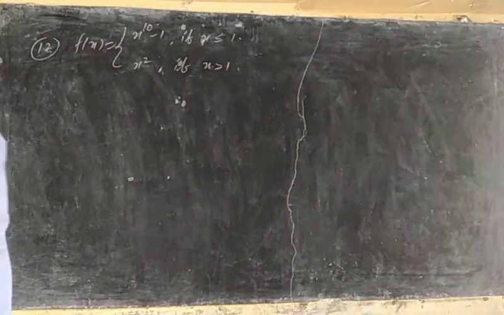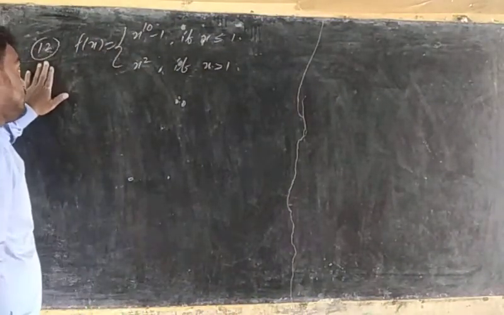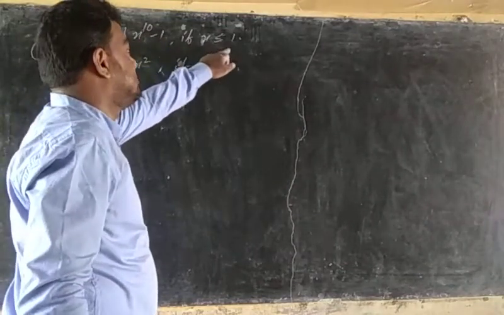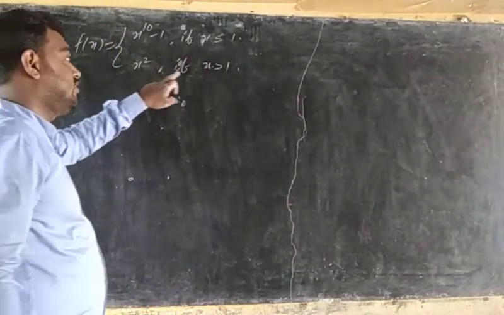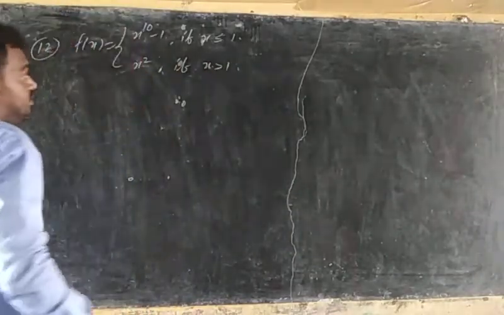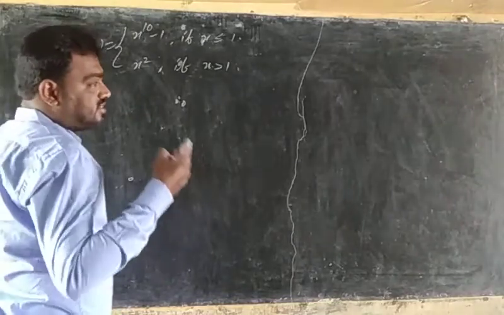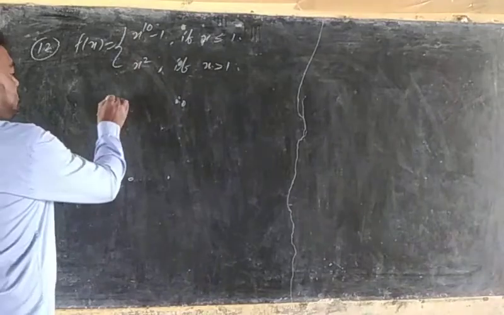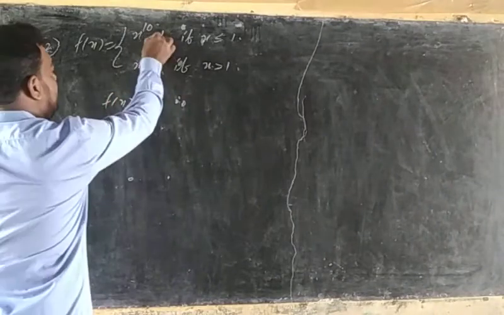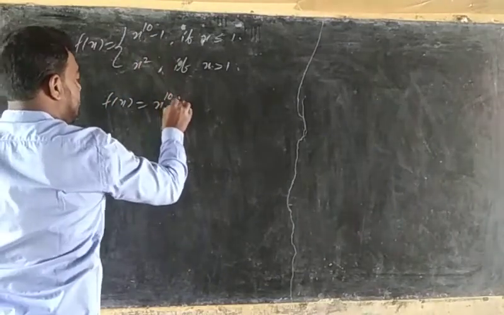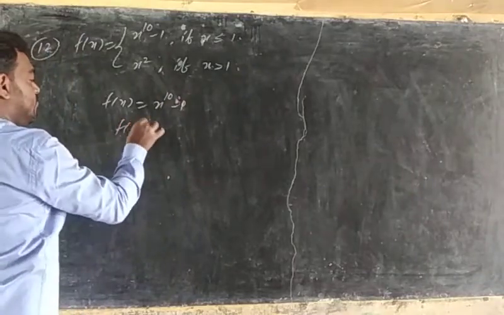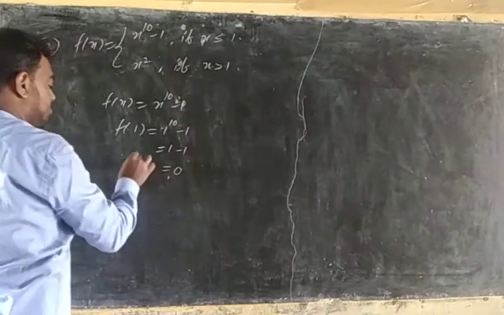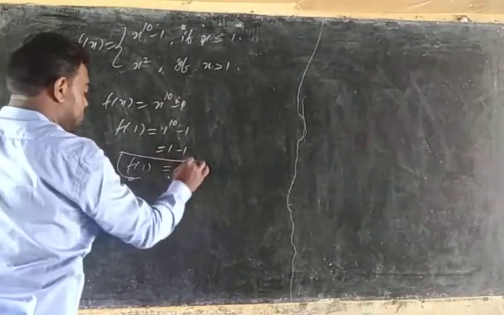Next, the 12th question. F of x is equal to x power of 10 minus 1 if x is less than or equal to 1, x square if x is greater than 1. We are checking the discontinuity at x equals 1. At x equals 1, f of x is defined as x power of 10 minus 1. So f of 1 is equal to 1 power of 10 minus 1, 1 minus 1, 0. F of 1 is 0.